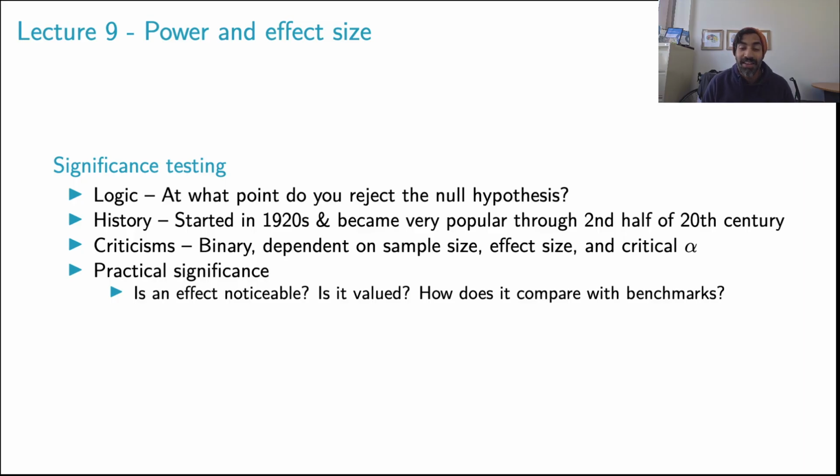And the criticisms are that it's binary, again, reinforcing that there's no such thing as saying that it's highly significant or slightly or almost significant. It's a binary test of whether it is or is not. And it's dependent on sample size. The more sample you have, the greater your power to detect an effect. Effect size and critical alpha.